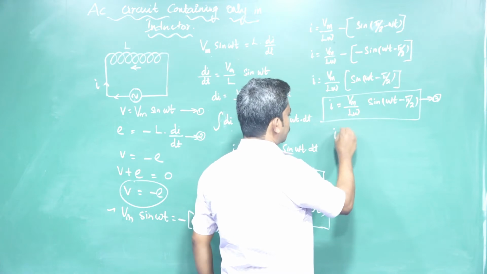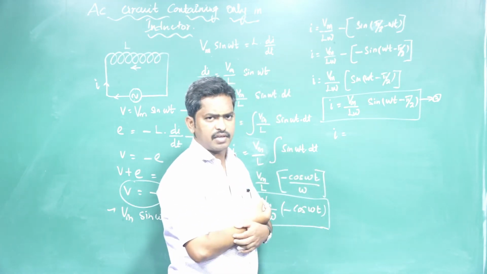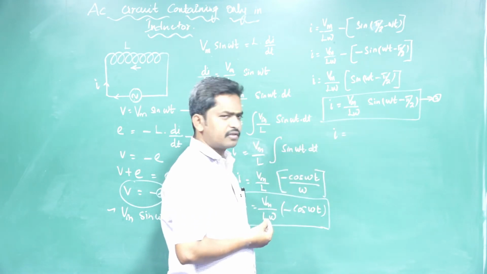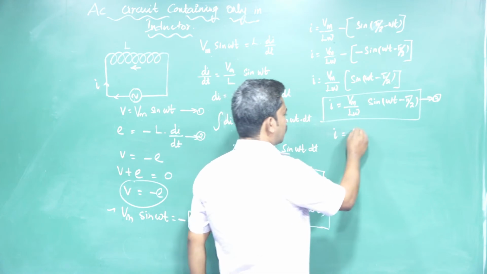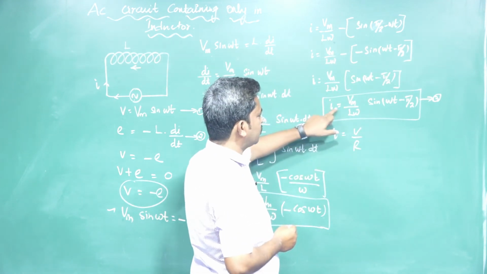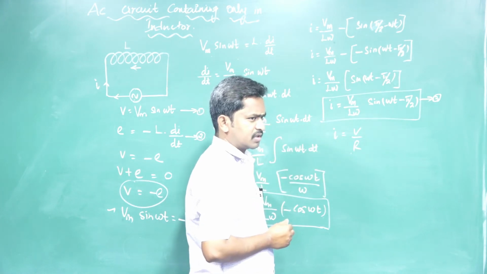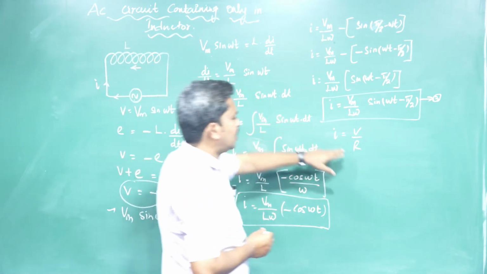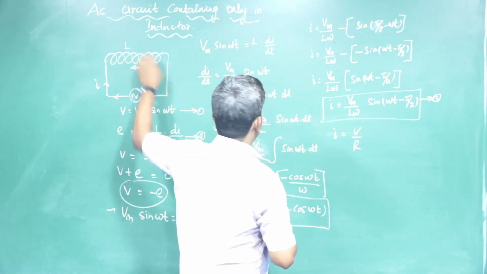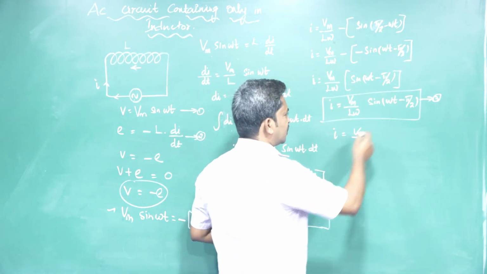There's another one. I is equal to Vm divided by L omega, maximum voltage divided by L omega, L into omega, angular frequency and self inductance. According to Ohm's law, you know well, I is equal to V divided by R. So this is the I value, V value. L omega is almost equal to resistance. This is the resistance of the coil. So here omega L is nothing but the resistance of the inductor. So I is equal to V divided by R sin omega t minus pi by 2.